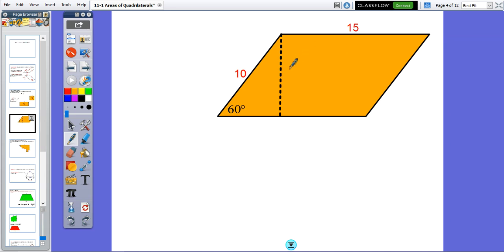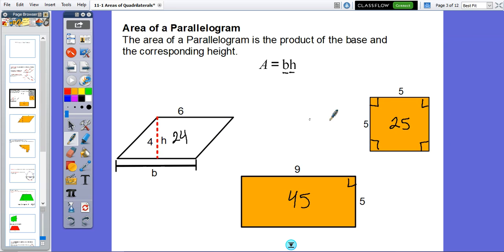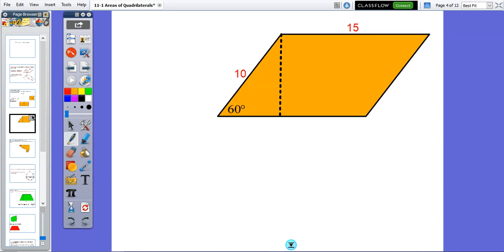A lot of bad habits here come from the fact that we want to take whatever side, because we're used to taking length times width, base times height, and we like to call that the height because it's the side. In previous ones, the side has been the height, but these parallelograms are not. So we look at this right here, and they give us a side of 10, but we need the height right here, this dotted line.